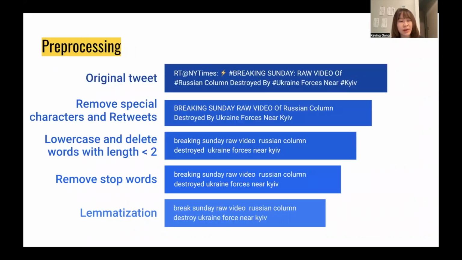For the pre-processing part, we first remove special characters, including emojis and retweets. Then we transform all the letters into lower case and delete words with length less than 2, because these kinds of words are really meaningless. And then we remove stop words, which are words that are generated when we extract text from the internet. Lastly, we lemmatize the words.